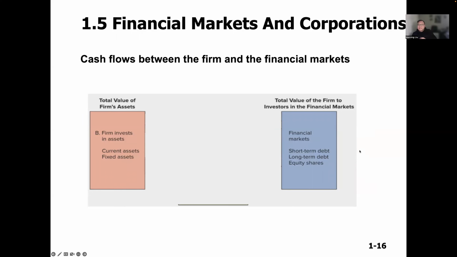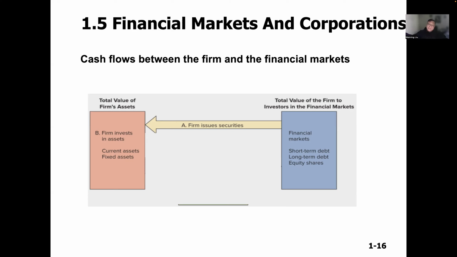Cash flows between firms and the financial market. So the left side, the reddish box, represents the company, the organization, the firm. Okay, and they have assets, right? To the right side, they have investors in the financial market, right? For example, in Canada, we have the Toronto Stock Exchange market, right? So there are a lot of investors in the market. So first, the cash will flow from the financial market to the companies. The reason for that is the firms will issue stocks, and the investors will buy. They pay the money, right?